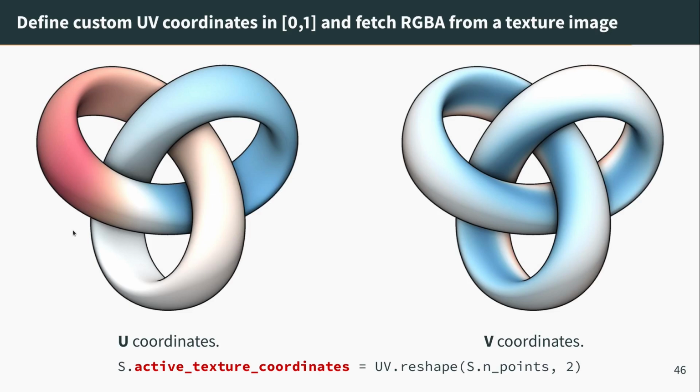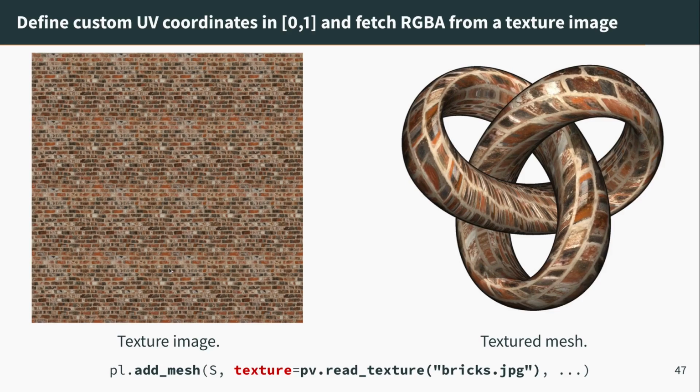And then to use them in my rendering, I have to say that s.active texture coordinates are equal to this array of size n points by 2. Then I can write my own texture image. Okay, and this is what I did. And then when you add your mesh, instead of specifying scalar values, you specify your texture. So say texture equals pv.read_texture of this file, and you get this. Okay, you do whatever you want.